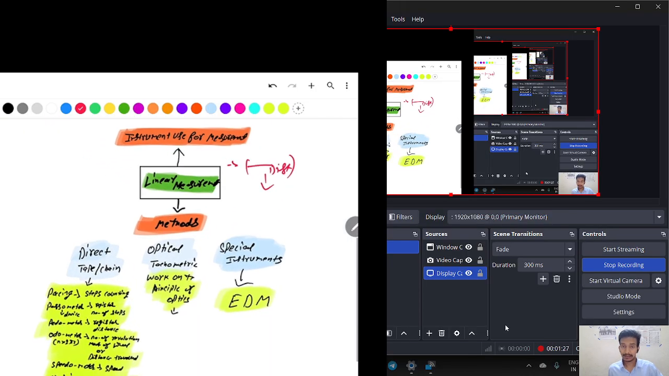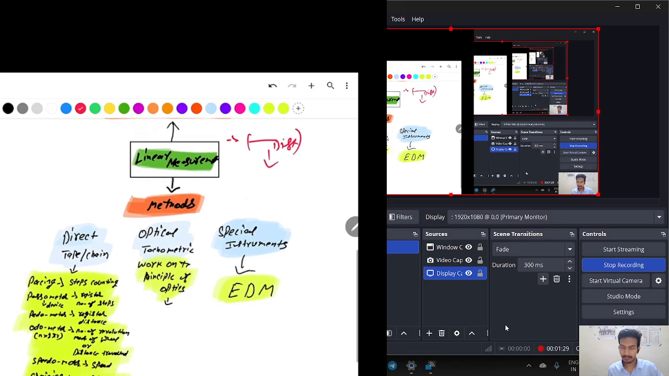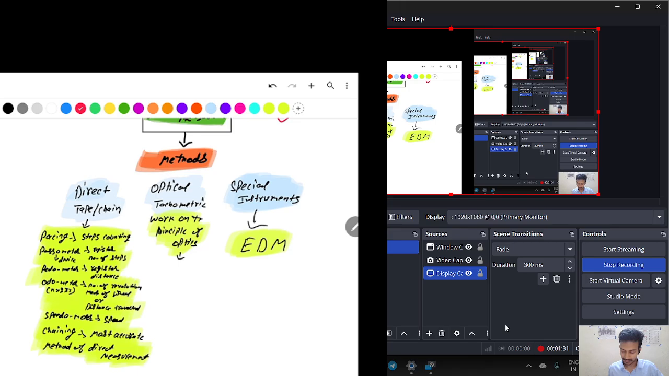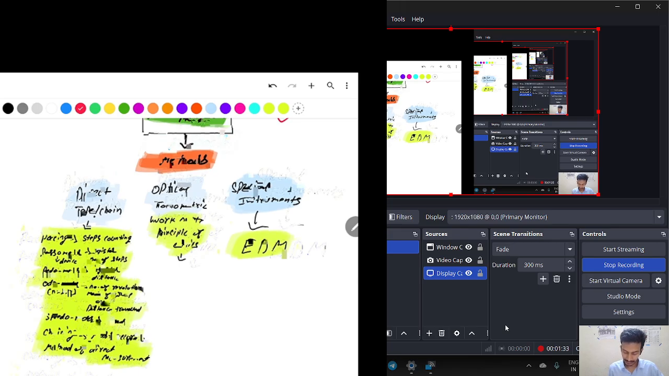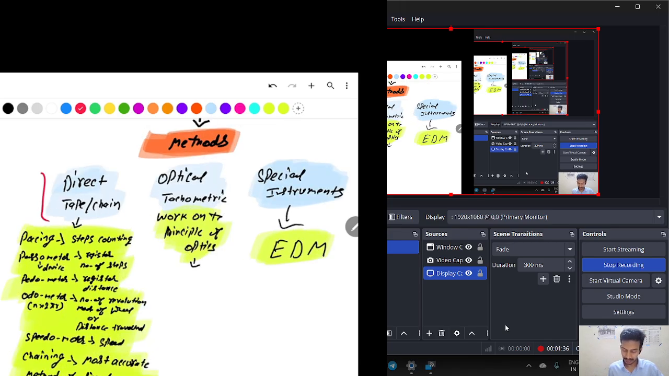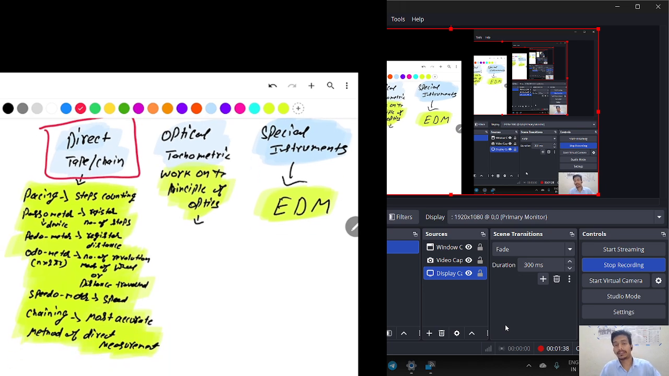There are three types of methods. The first is the direct method, which is done with the tape or chain, like pacing, step counting. Pacer means registering the number of steps. A pedometer is a device which registers the number of steps. What is a pedometer? A pedometer also registers the distance.